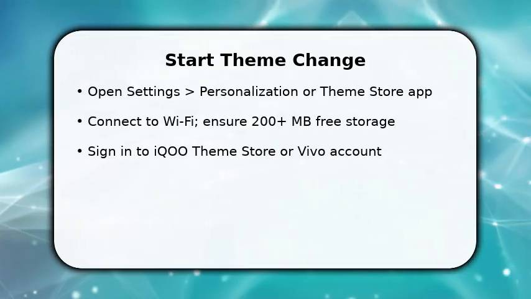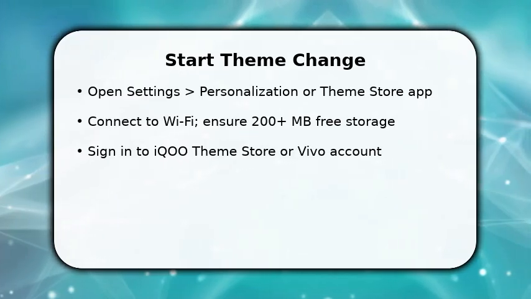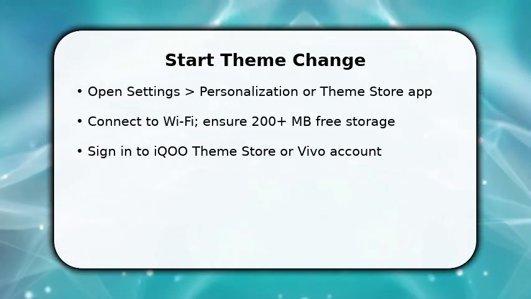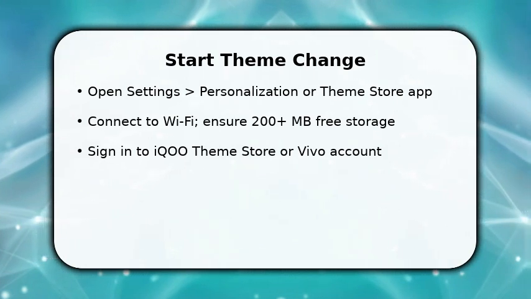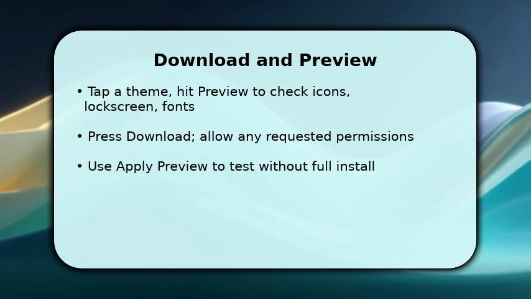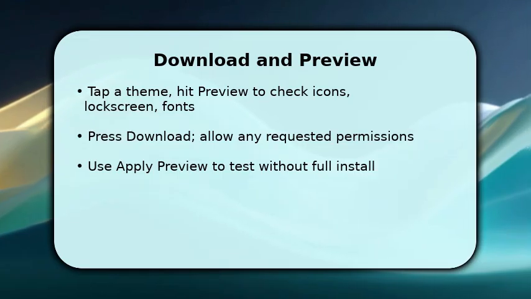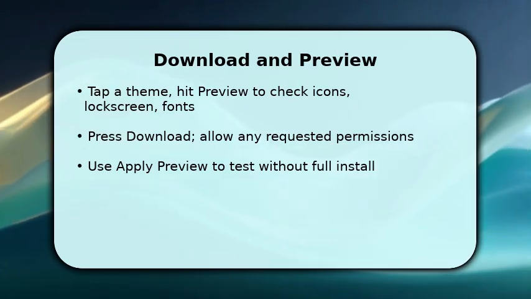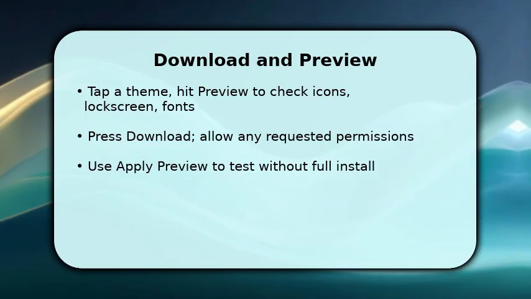Now tap Themes, then browse or My Themes to view available templates. You're ready to pick a theme to preview and install. Don't pause now. You now tap a theme card and use Preview to inspect icons, lock screen, widgets, and fonts. This explains how it will change your phone.